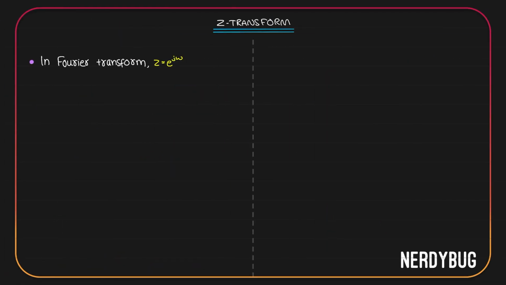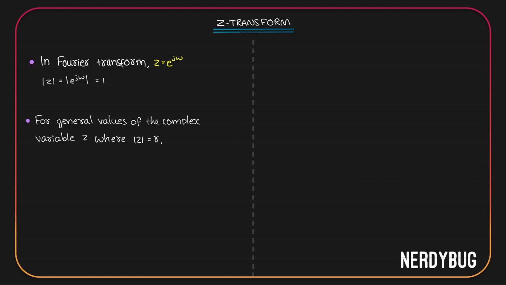So in discrete time Fourier transform, if we take z equals e raised to j omega, we can write the magnitude of z is going to be magnitude of e raised to j omega. But according to Euler's formula, we know e raised to j omega is cos omega plus j sine omega. If you take the magnitude of this, it is going to be root of cos square omega plus sine square omega, which is equal to 1. So we can write magnitude of z in this case is 1.